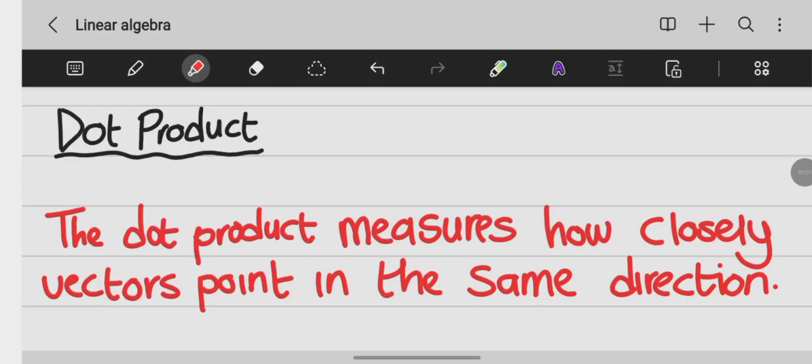Welcome to yet another video where we're doing dot product for linear algebra, or maths 1503. The dot product basically measures how closely two vectors point in the same direction, and I have three scenarios to help you understand what I mean.